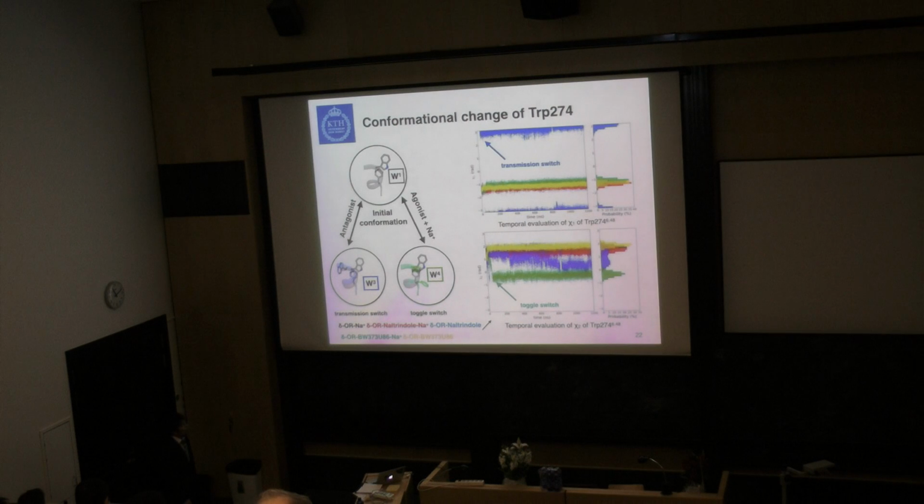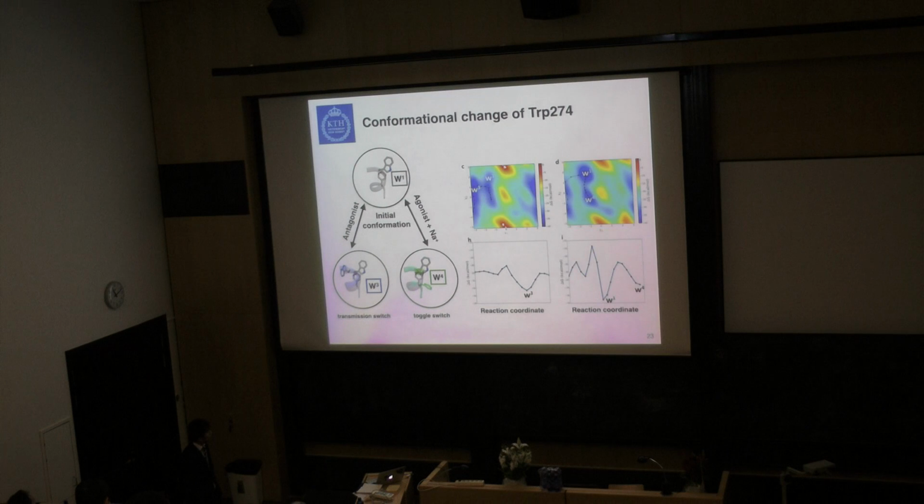From the temporal evolution of the K1 and K2 of this residue, we found both the transmission switch motion and the toggle switch motion happen at the initial stage of the simulation. And we know that this kind of conformational change may appear as a result of steric clash effects. To exclude such effects, we carried out metadynamics simulations using K1 and K2 of this residue as the collective variables.